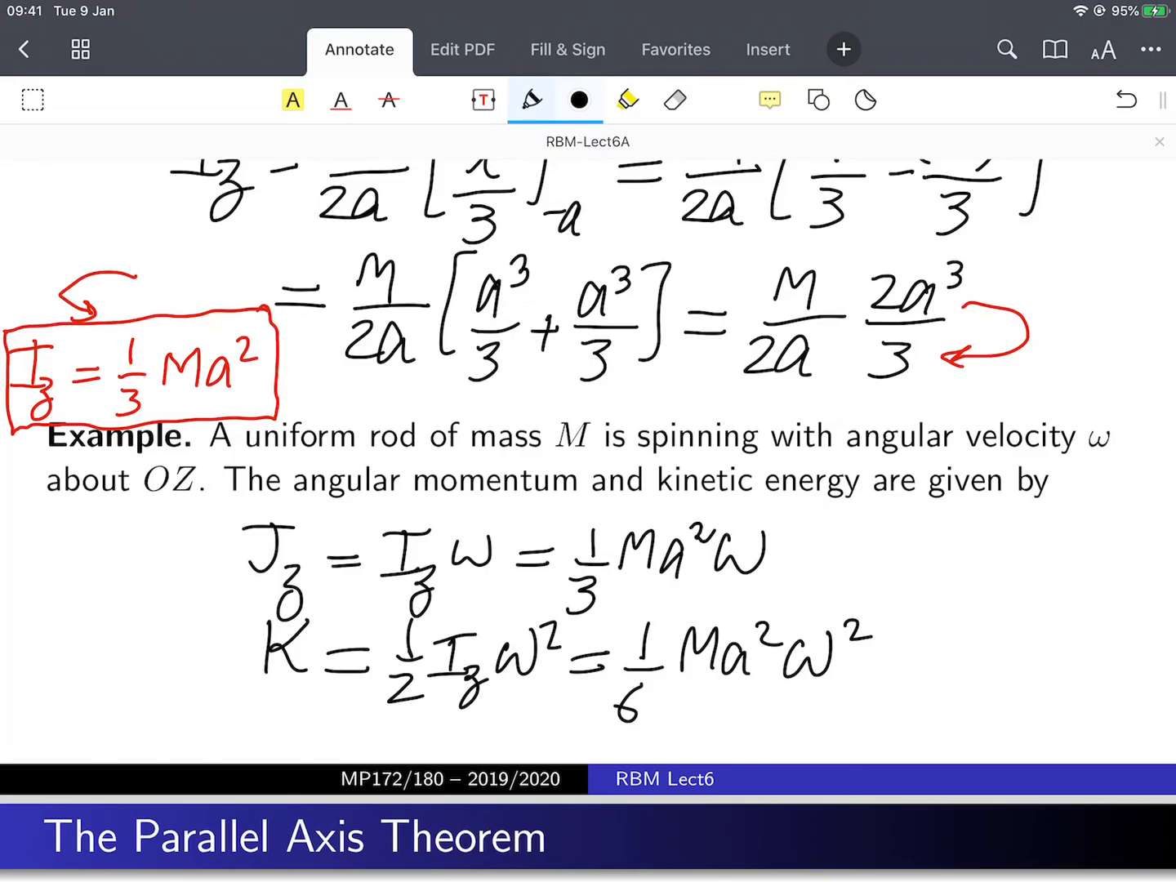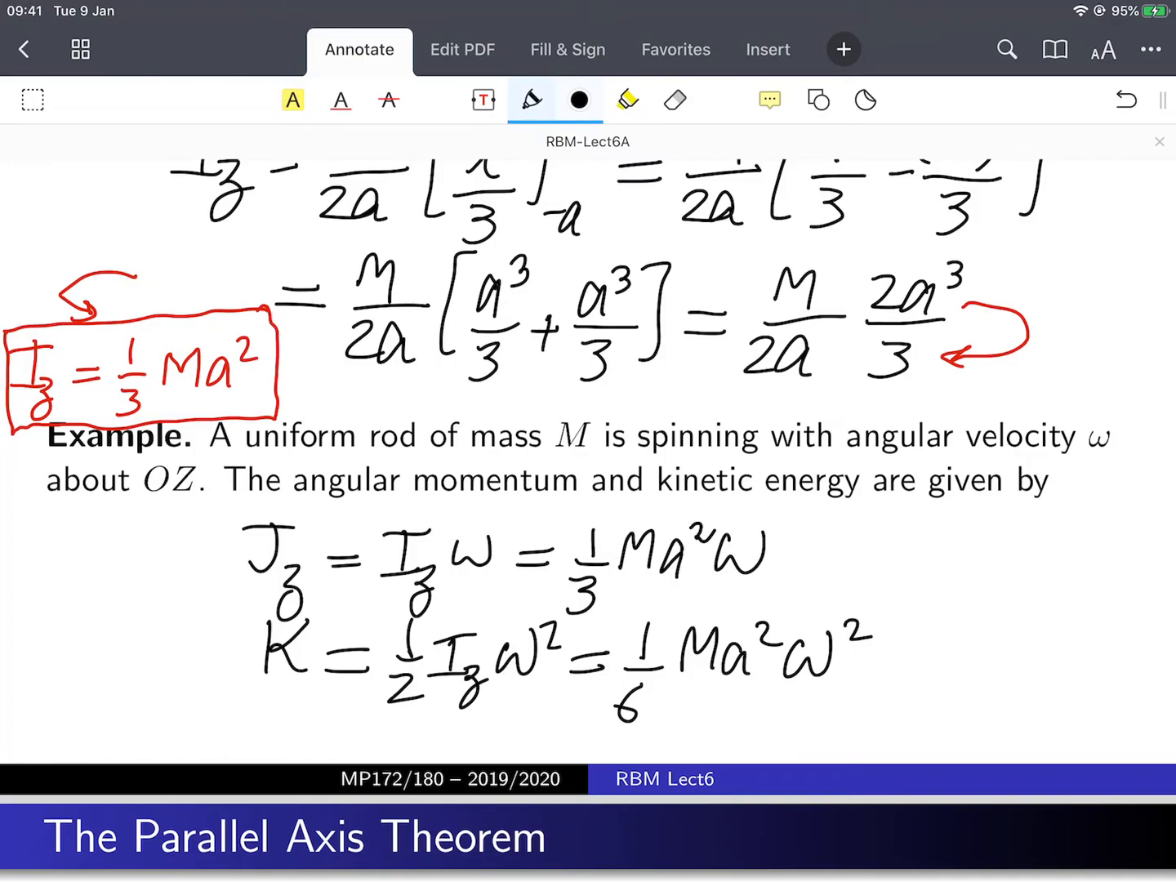So that's for a rod rotating on an axis going through its center. Rod rotating like this, nothing's going to happen if it's just a one-dimensional object. What about a rod rotating like this, about this axis? Surely it's different. Can we find it? We can do it.